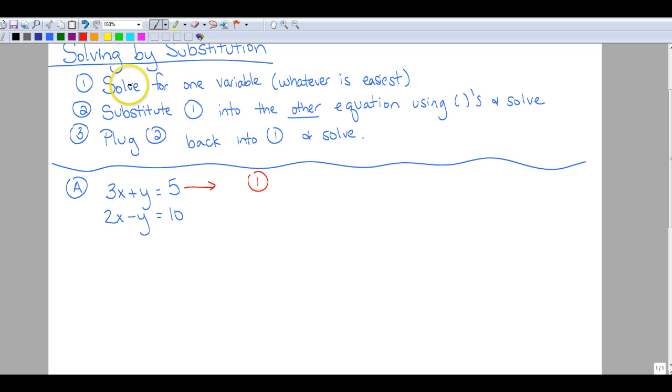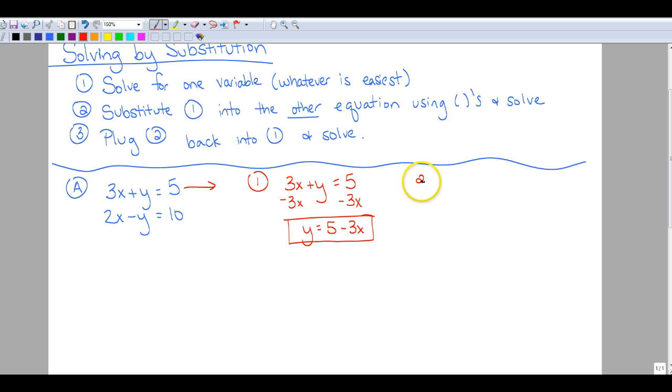I'm going to solve for a variable. I'm going to solve for y in the top equation. So I originally have 3x plus y equals 5. I want to get y by itself. So I'm going to subtract 3x from both sides. Once I do that, I have y equals 5 minus 3x. So that's the end of step number 1. I solve for a variable.